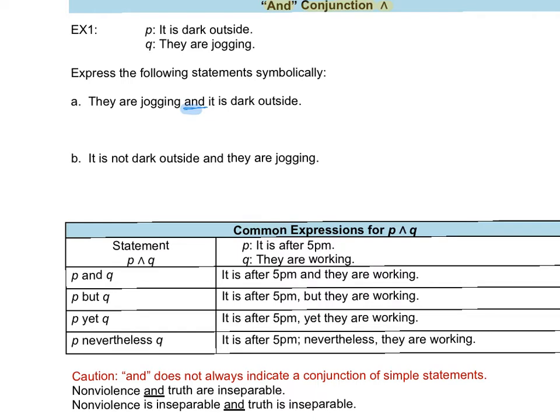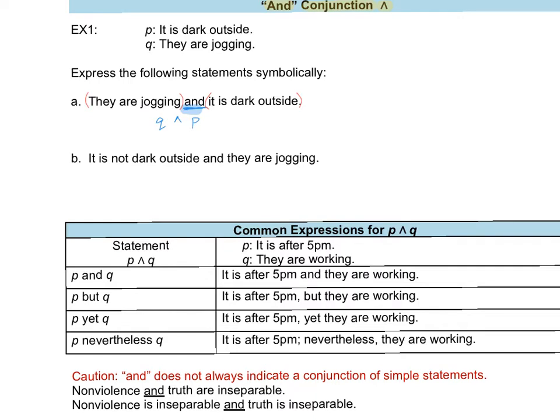So that tells me that my simple statement should be on either side of this and that's connecting my 2 statements. They are jogging. Is that in my list? And yes, they are jogging is Q. So I'm going to replace they are jogging with Q. I'm going to replace the connective and with our symbol. It is dark outside. That would be P. So symbolically, Q and P.